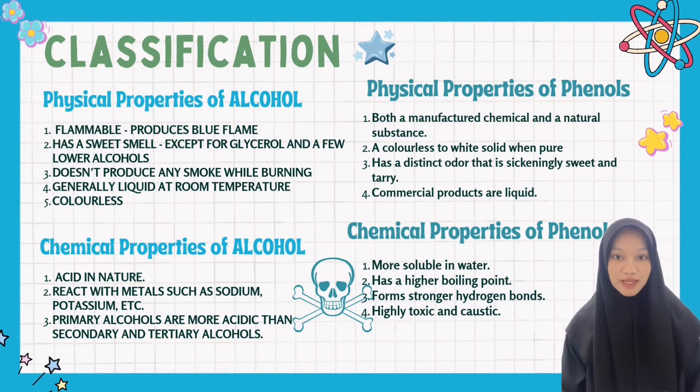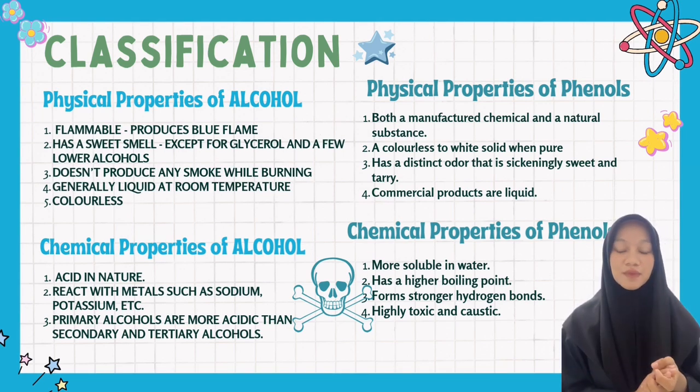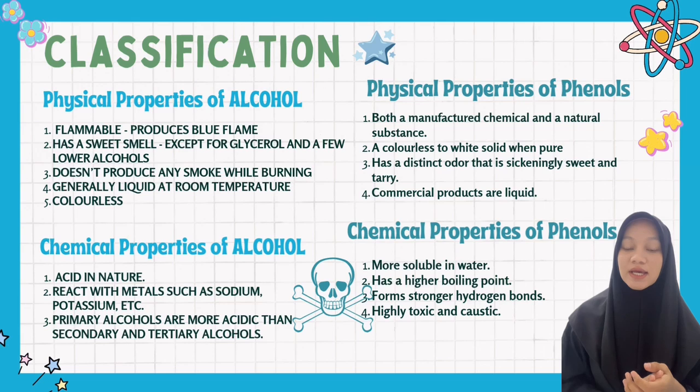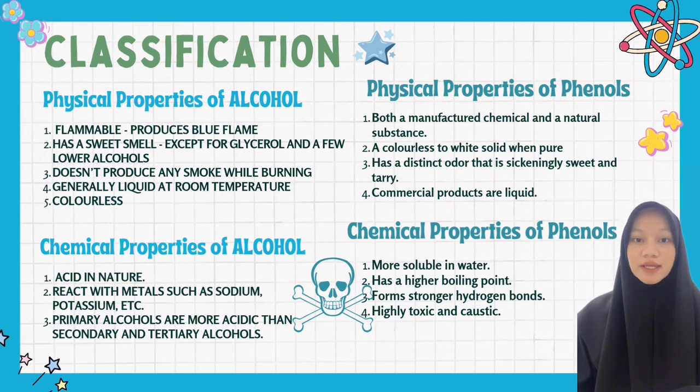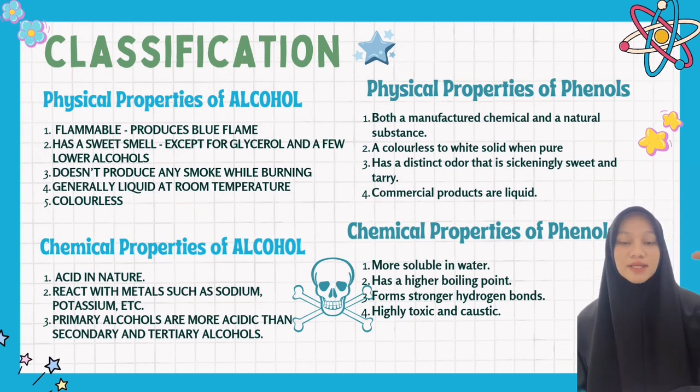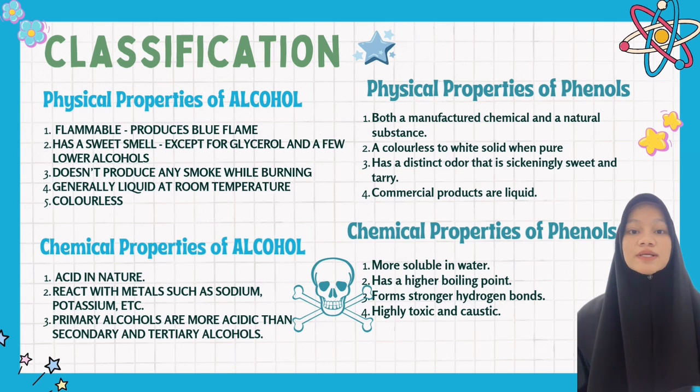Now, let's examine their chemical behavior. Although alcohols are weakly acidic, they can still donate a hydrogen proton. Next, they also react with reactive metals like sodium and potassium. Furthermore, interestingly, primary alcohols are more acidic than secondary and tertiary ones because of stability difference in their conjugate bases.